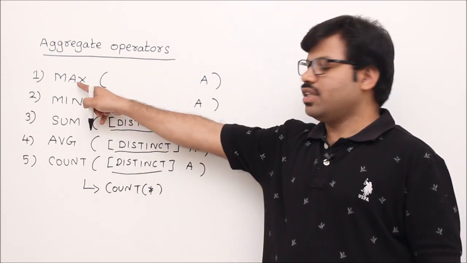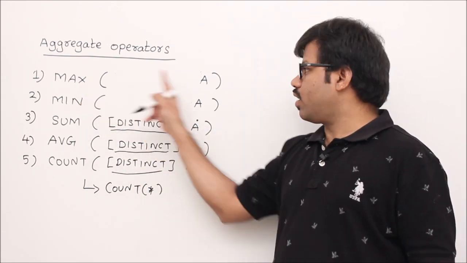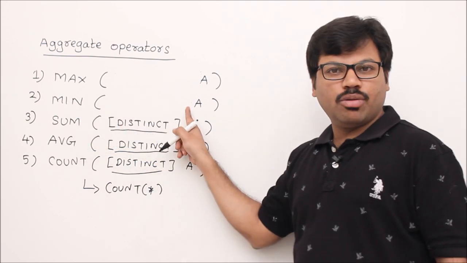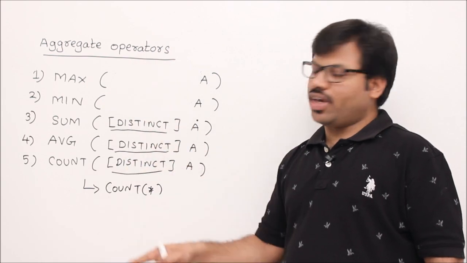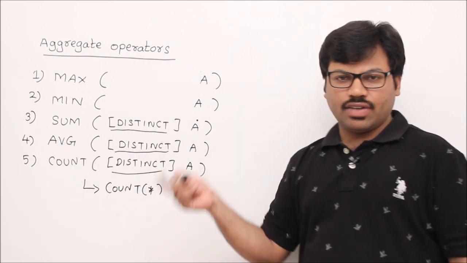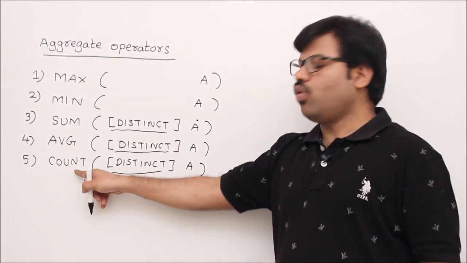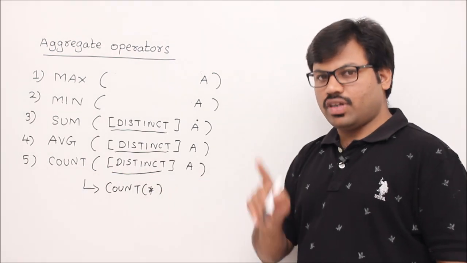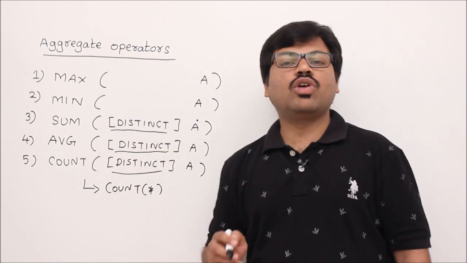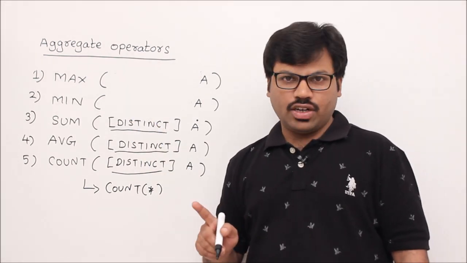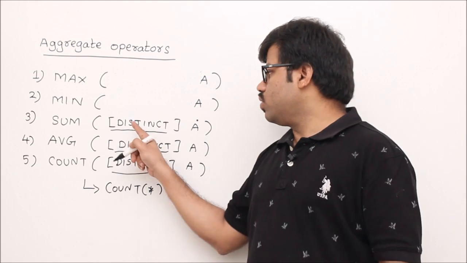So maximum is used to find the max element in that particular column. Min is for finding the minimum element in the particular column, and sum for summing all that column's values. Average for doing the average of all the column values, and count is to count the number of tuples in that particular column. So what is distinct? Sometimes you want to find the sum of only distinct values in that column, then we use distinct.